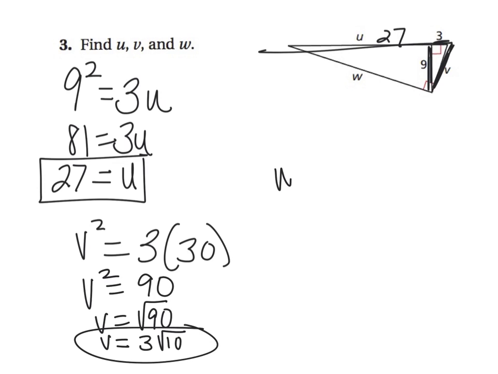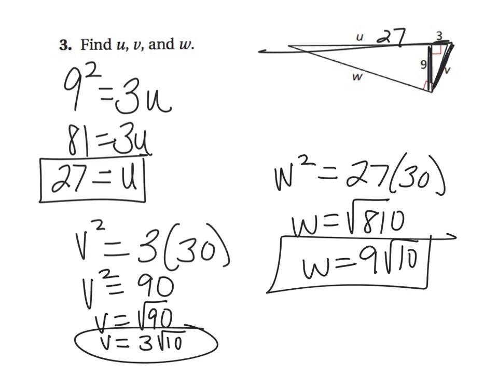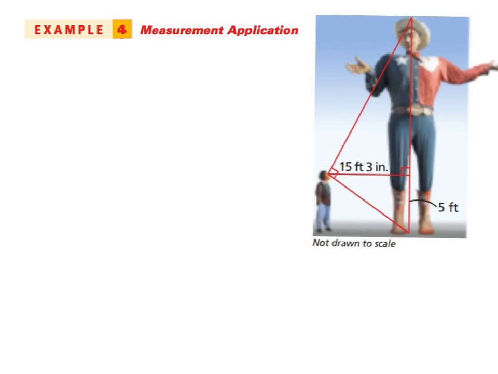And lastly, w squared would equal 27 multiplied by 30. And that, what is it, 810? 27, yep. So w equals root 810. That would be 81 and 10, which would give us 9 rad 10. So remember, we're using our rules from last year of simplifying radicals, but that would be their next example. And let's do one more. All right, here it is.